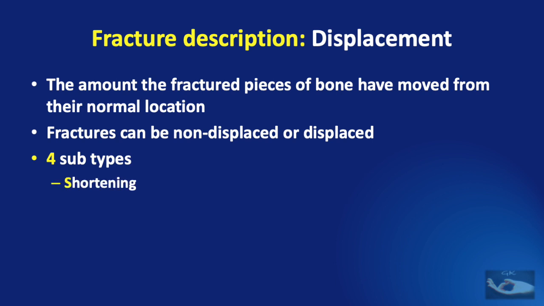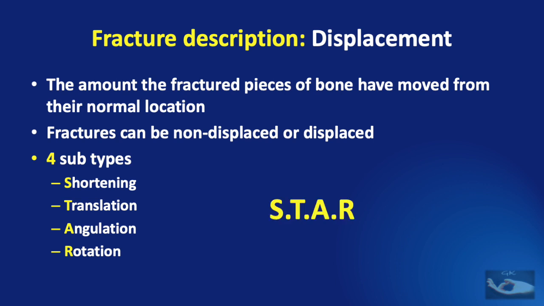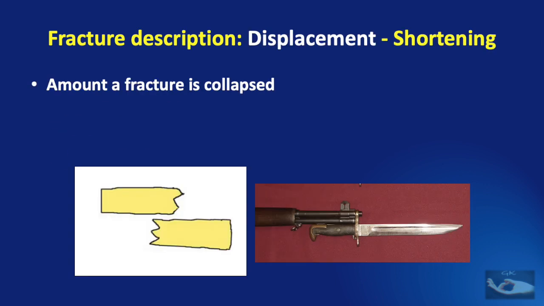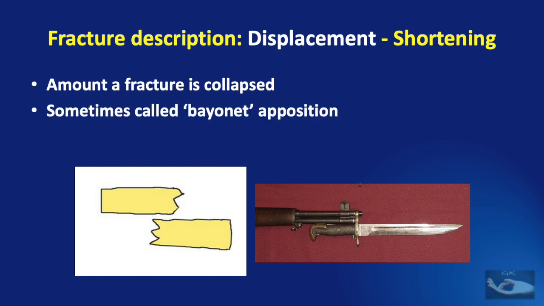There are 4 subtypes of displacement that can occur. There can be shortening, translation, angulation or rotation, which can be remembered by the mnemonic STAR. First, we shall see the shortening that occurs due to the fracture. This refers to the amount that the fracture is collapsed, resulting in an apparent shortening of the net length of the bone. It is sometimes called a bayonet opposition since it has a resemblance to the bayonet knife. It is measured in centimeters of overlap of the fractured segments.